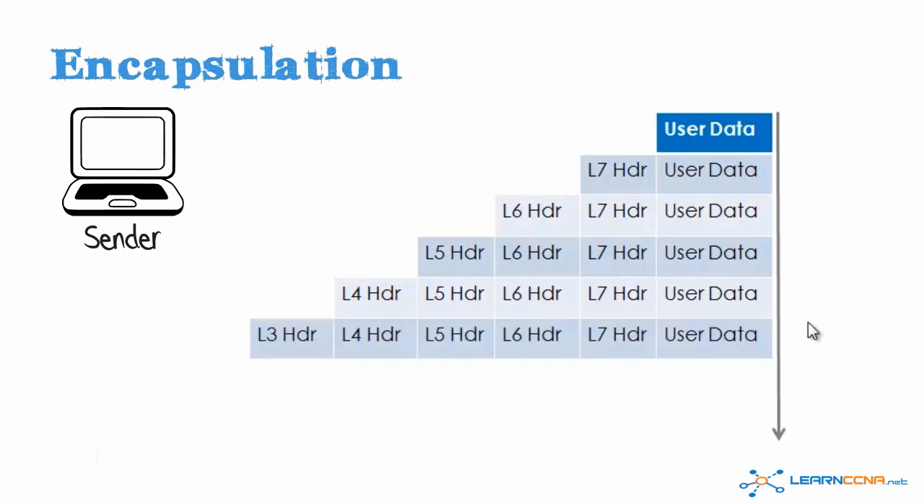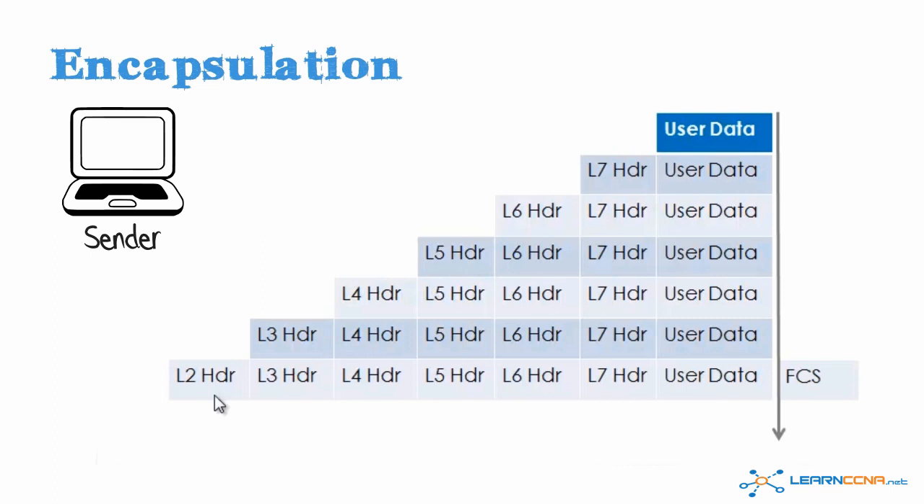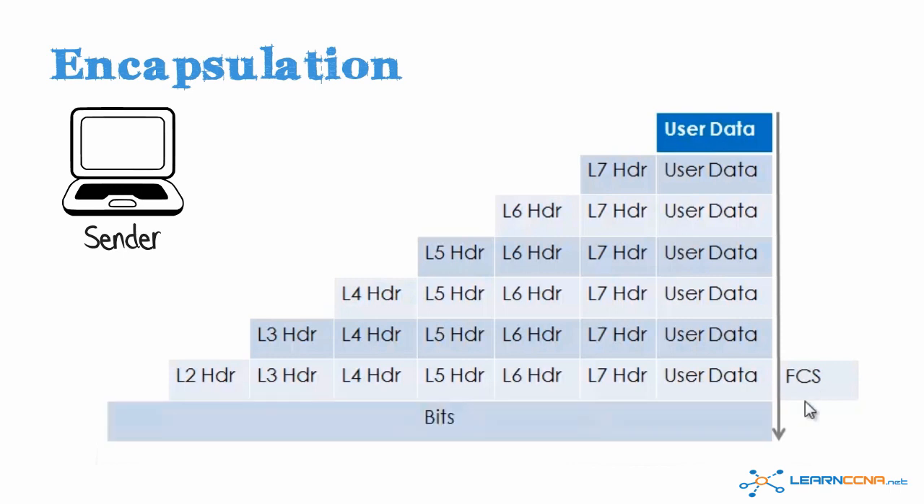At layer 3, the data is encapsulated with a network layer header. At layer 2, the data is encapsulated with a data link layer header. And in this case, a frame check sequence is added to the data. The frame check sequence ensures that the data is not corrupted when sent from the sender to the receiver. Lastly, the data is transmitted across the wire or physical media as bits, in other words, zeros and ones, and that data is then sent from the sender to the receiver.